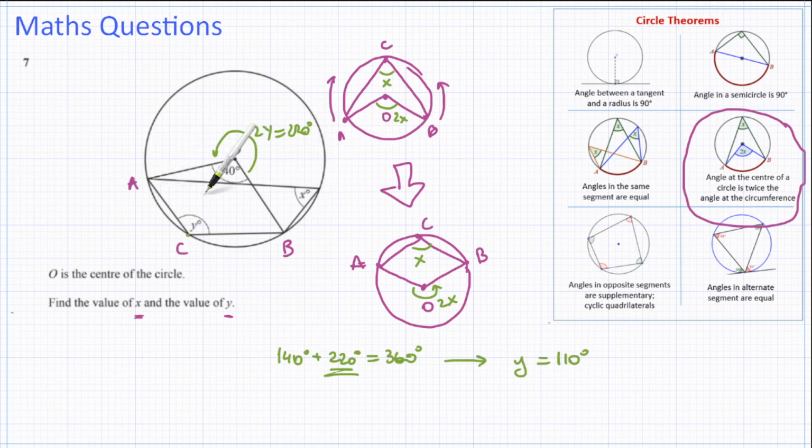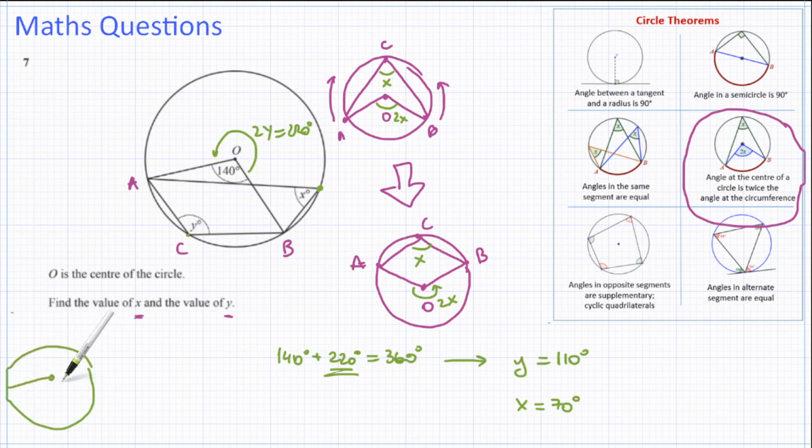Now for angle x here, it's exactly the same theorem. This point is touching the border, and this point is in the middle. So this angle x will be half of 140. Therefore, x is 70. If it's hard for you to visualize, now let me show you another movement of our points.